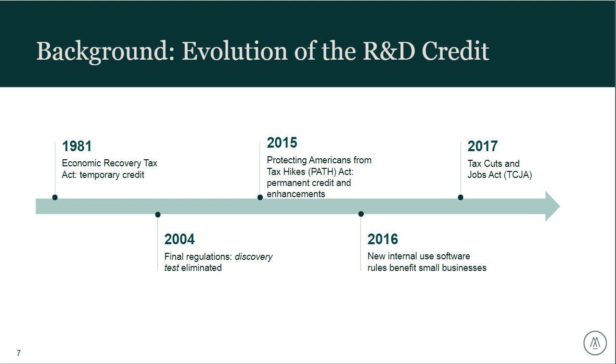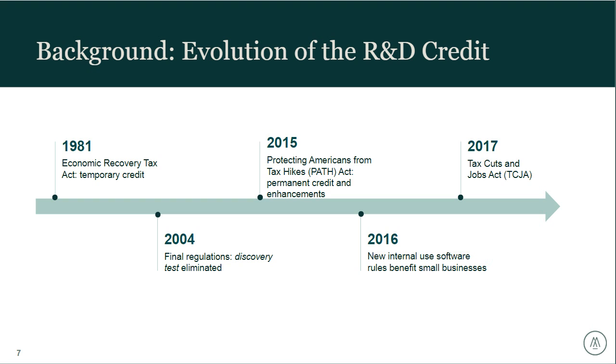But the reason I highlight it is because that elimination of the discovery test was a game changer for a lot of companies. It really expanded eligibility and opened up the R&D credit to a lot of different companies across a lot of different industries. So it's really important when I'm talking to companies who say, yeah, we looked at this 15 years ago and we didn't think that we qualified. I like to explain how those requirements have changed and how that discovery test was eliminated, because it really did broaden it up to a lot of different companies.